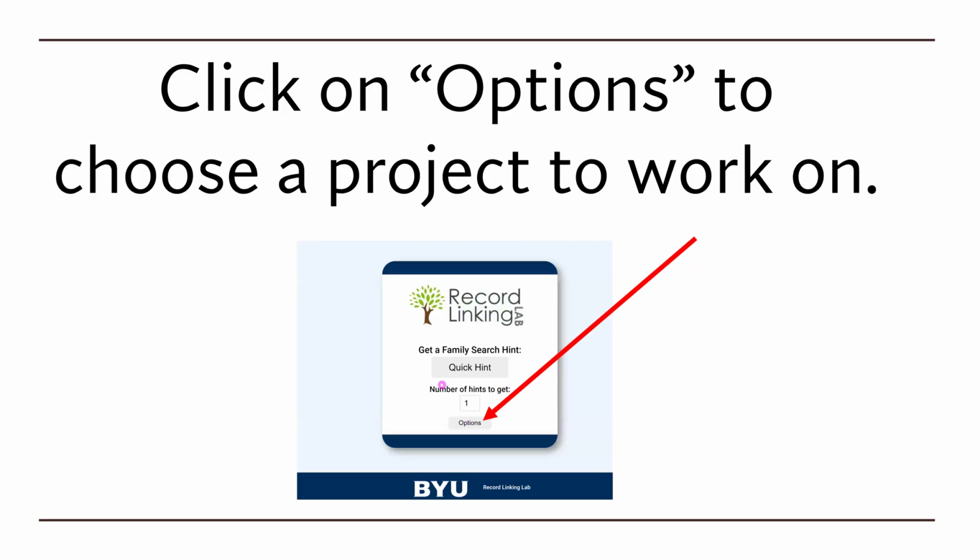This is what will come up when you click on that random hint button, and here is your quick hint. But you want to click options to choose a project to work on, just to kind of set it up.